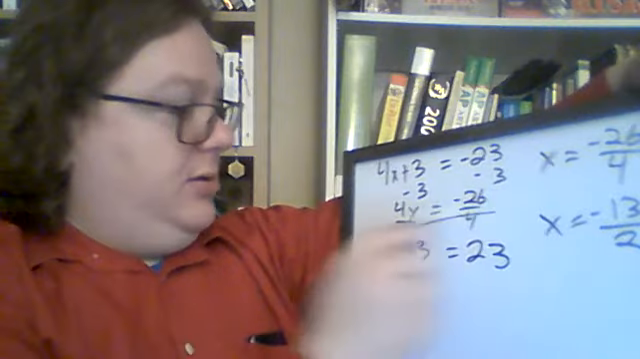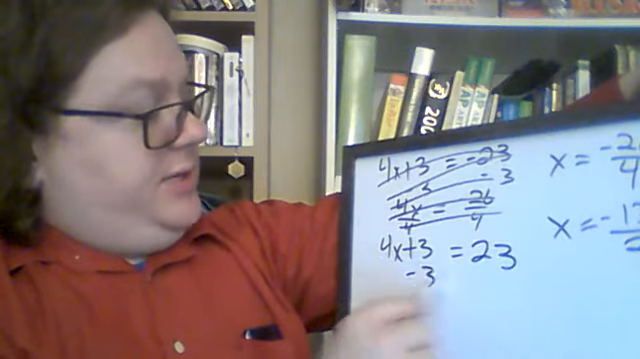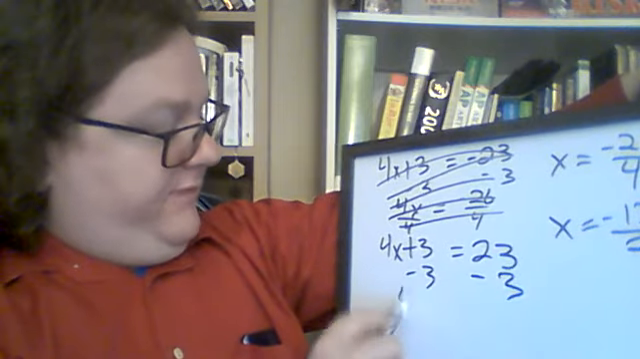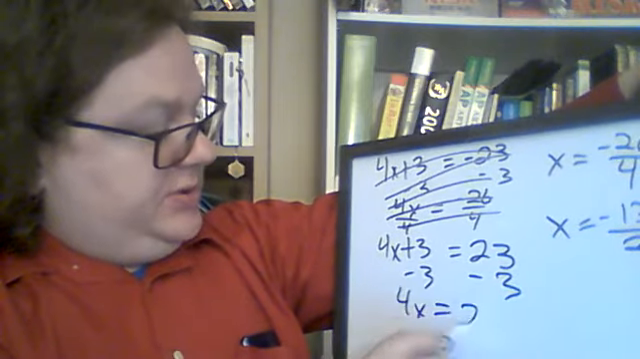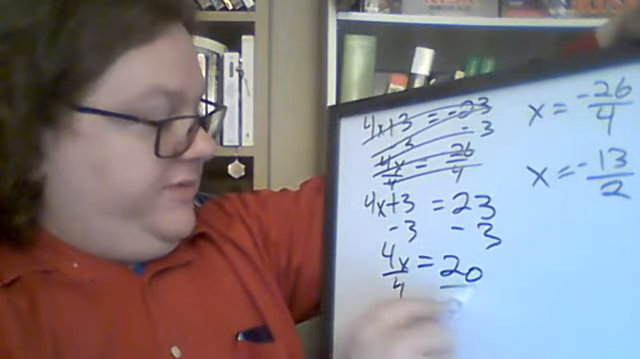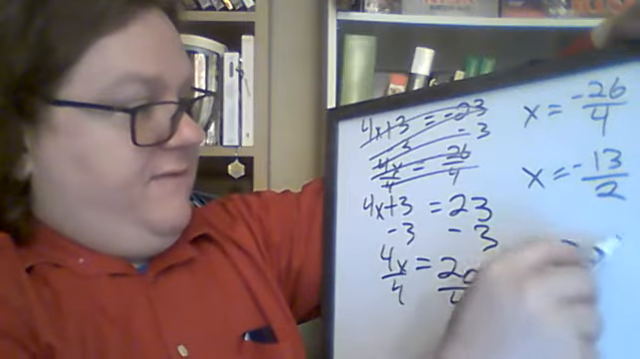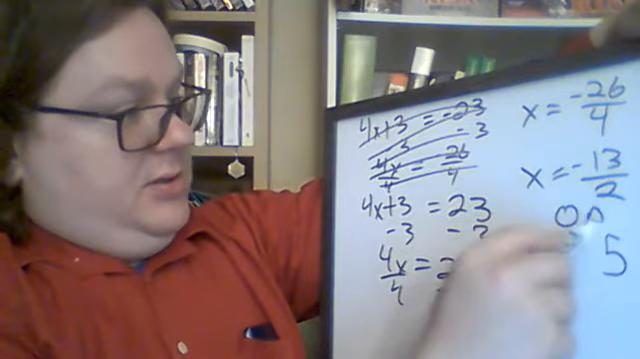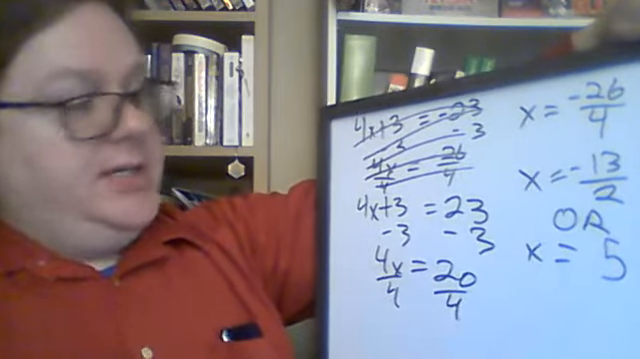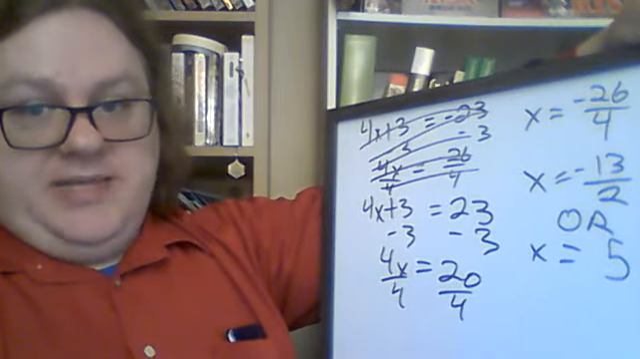Now over here, get rid of that stuff. Minus 3 minus 3, 4x equals 20. Divide by 4, divide by 4, and x equals 5. So our two options are negative 13 over 2 and 5. Boy, that looks real messy, I'm sorry.